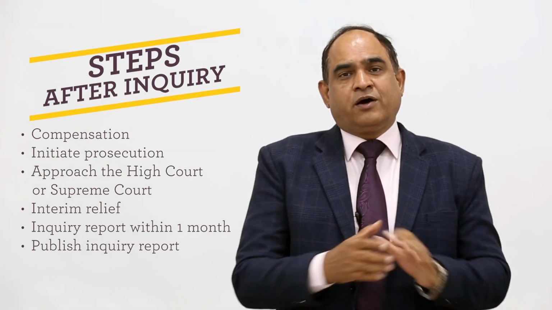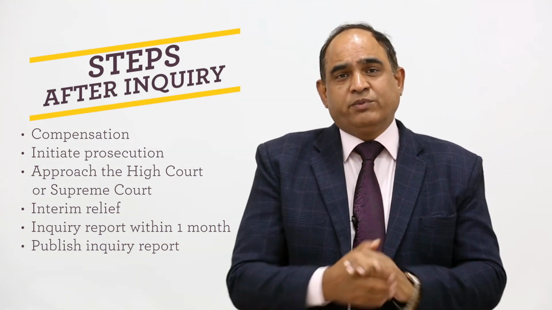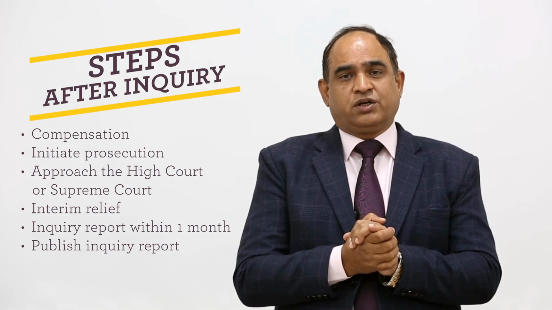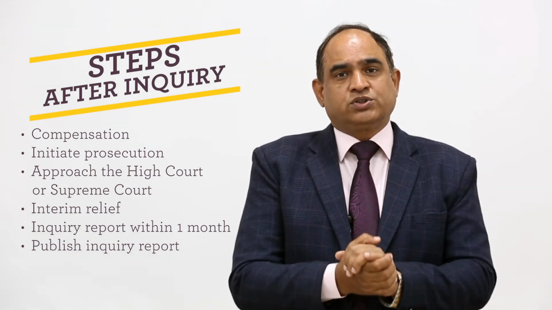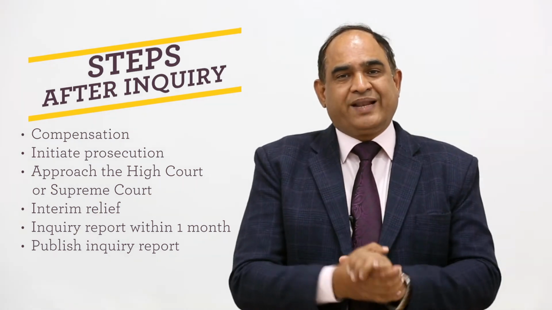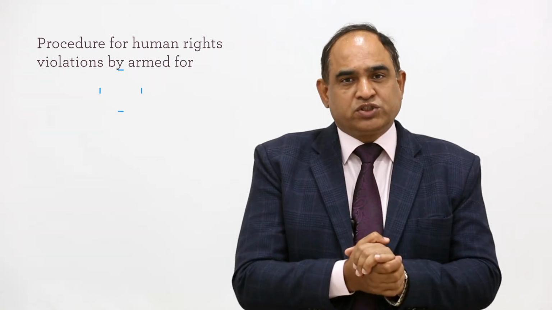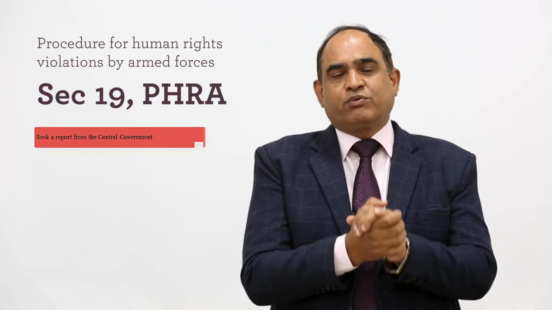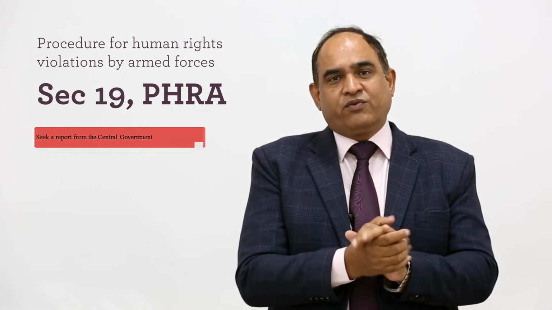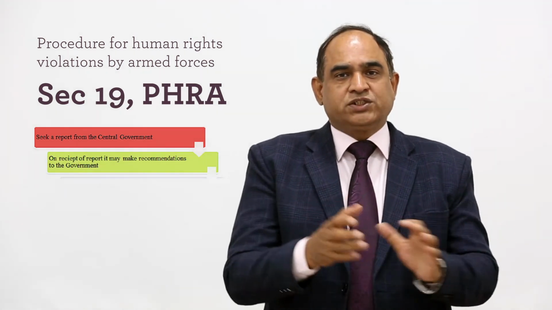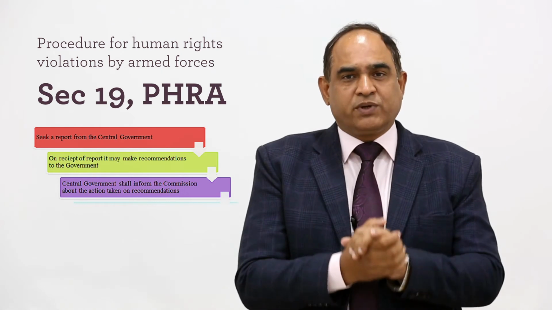So these are, in addition to these, the commission can also approach the Supreme Court or a High Court for issue of appropriate directions and writs. So these are the range of options which are available to the NHRC after inquiry into a violation of human rights. Under Section 19 of the Protection of Human Rights Act, a restricted procedure has been provided for dealing with violations committed by armed forces personnel.